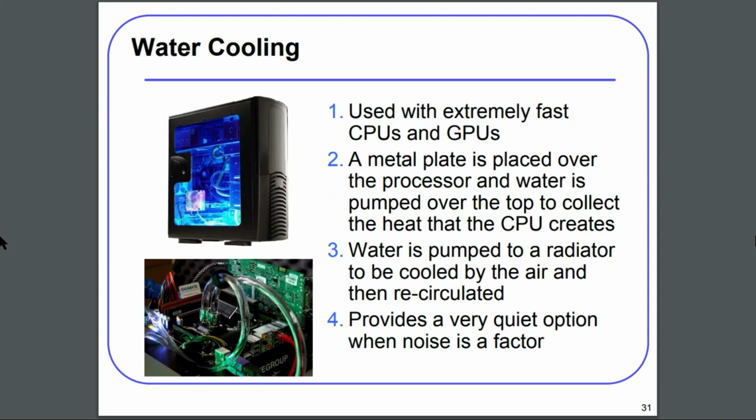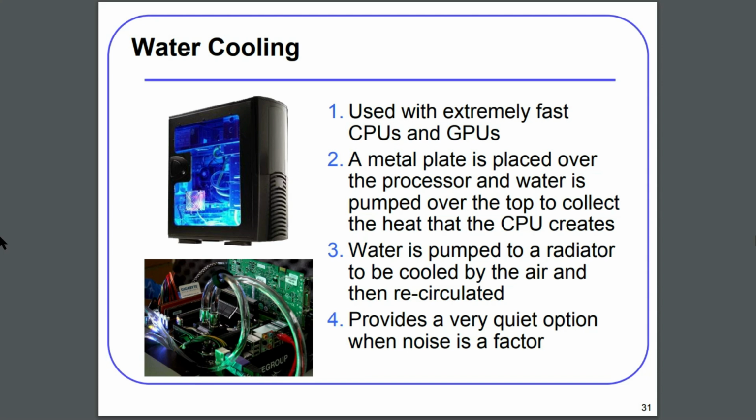Water cooling. So what is water cooling in the computer system? It is used with extremely fast CPUs and GPUs. A metal plate is placed over the processor and water is pumped over the top to collect the heat the CPU creates. Water is pumped to a radiator to be cooled by the air and then recirculated, as you can see in the picture. It provides a very quiet option when noise is a factor.